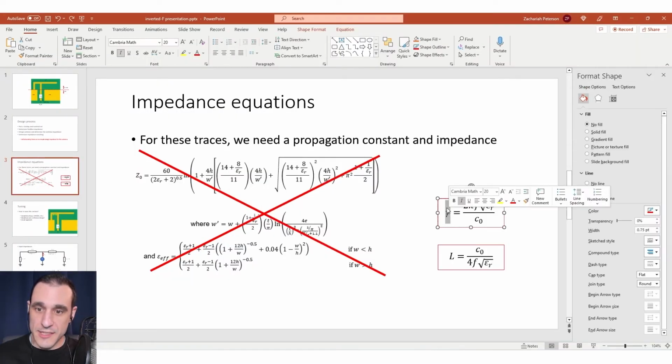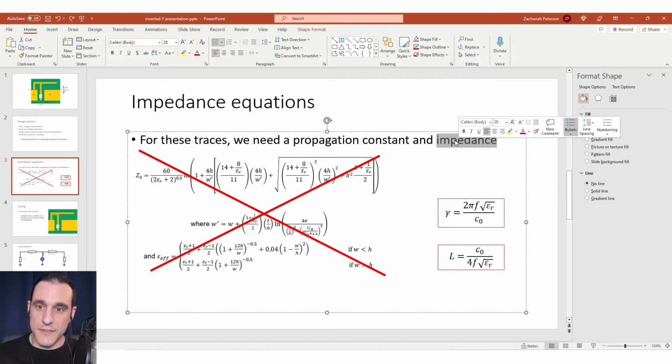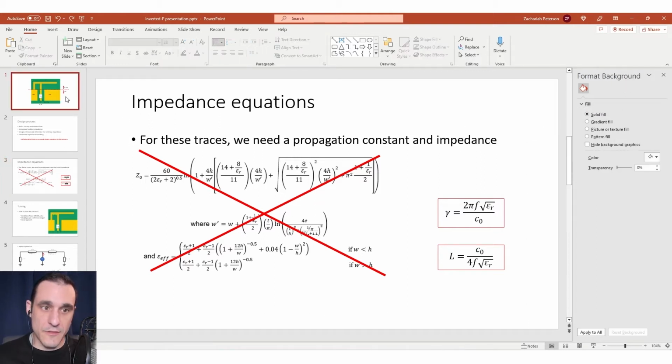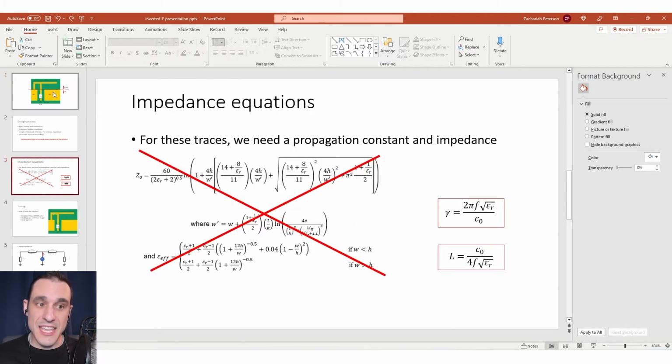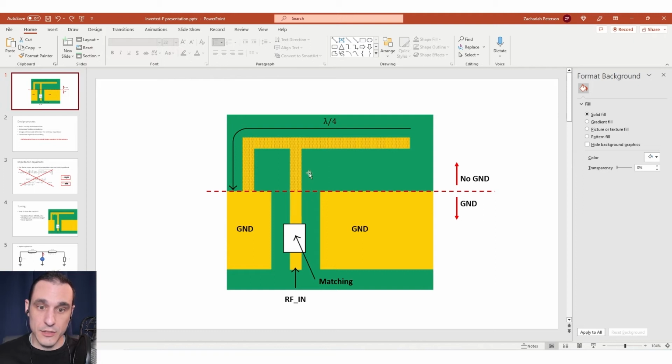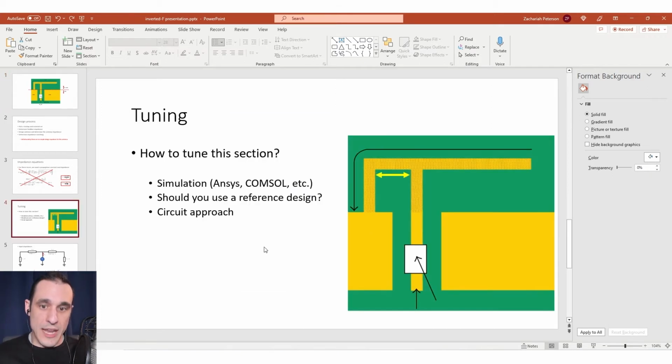Now, as long as you know the propagation constant, and as long as you have some way to determine the impedance of these traces here, then you can determine the input impedance of this antenna looking into the antenna from this feed line. That's important because once you know that, you can determine the matching circuit that you need, and you can do that with a Smith chart, or you can do it with a calculator through iteration, whatever method works for you. So the challenge in doing all of that is, of course, tuning this section so that you get the input impedance that you want and the bandwidth that you want.